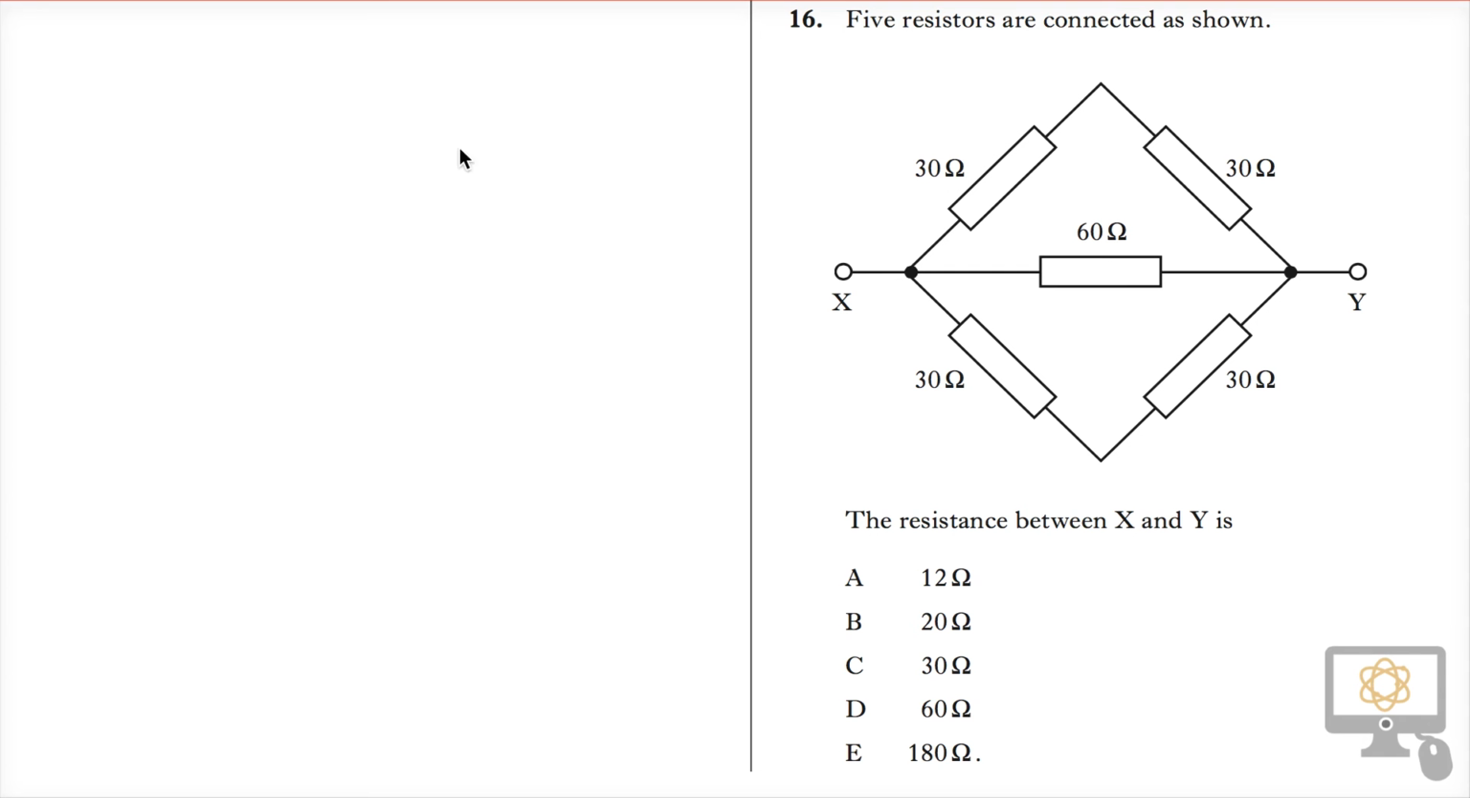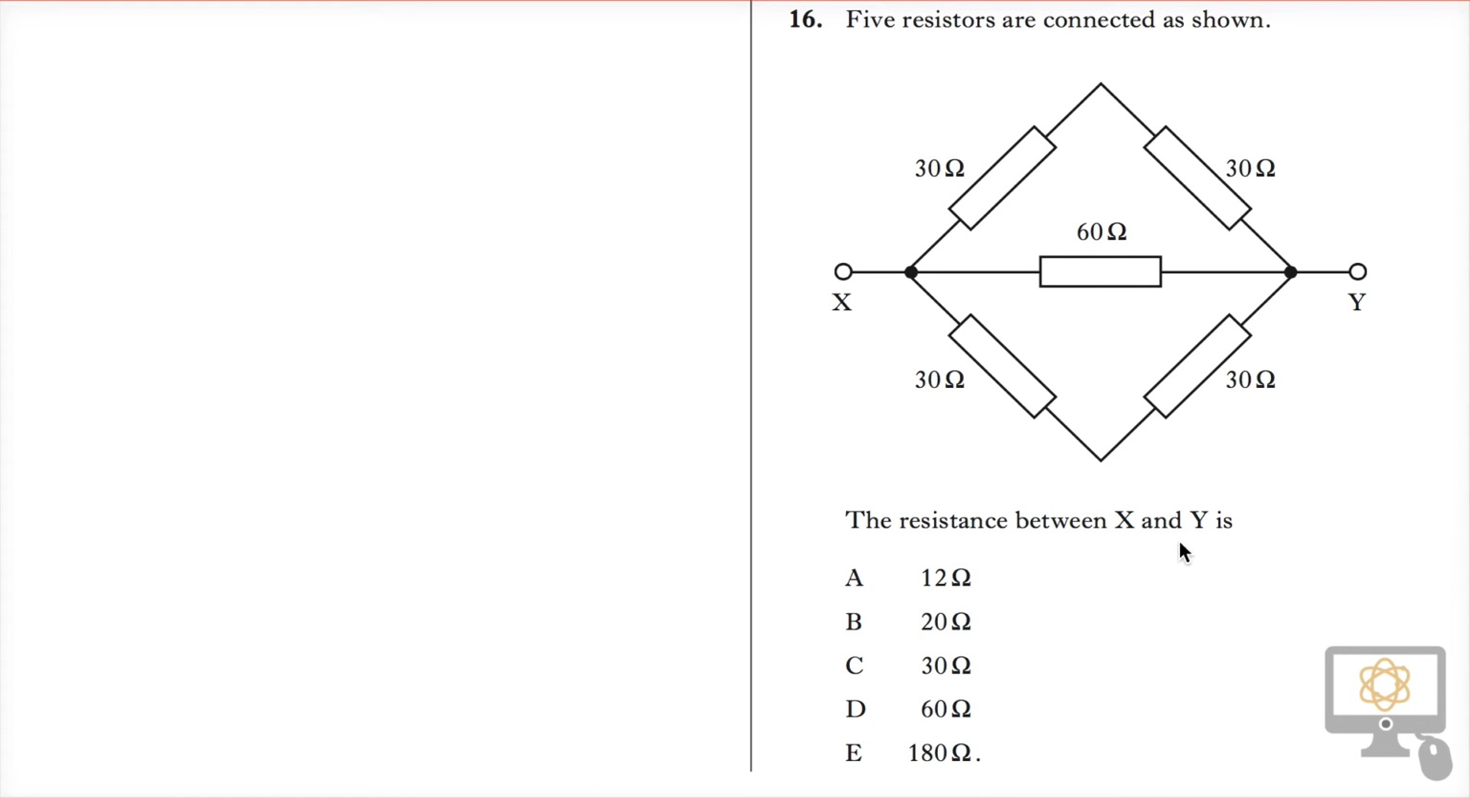We'll be looking at question 16 from the 2014 revised higher physics paper. 5 resistors are connected as shown. Here we have a series of resistors. This branch is in parallel with this branch, which is in parallel with that branch. And it asks us to calculate the resistance between X and Y.